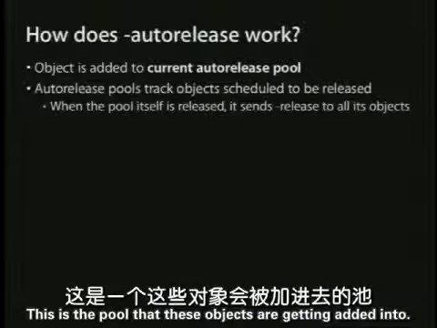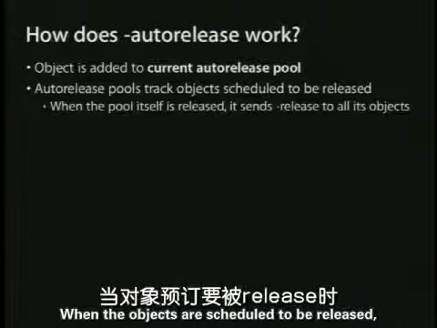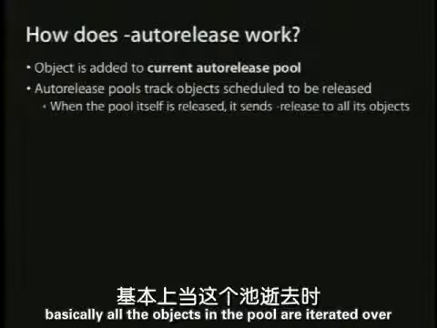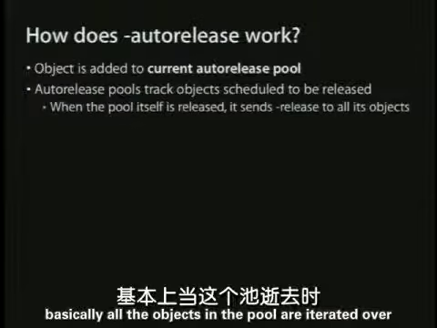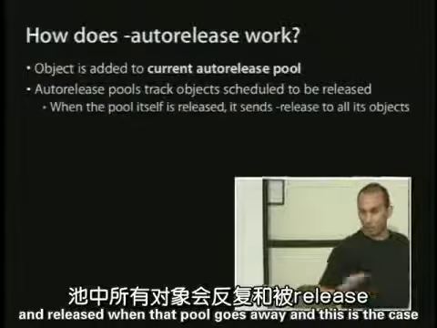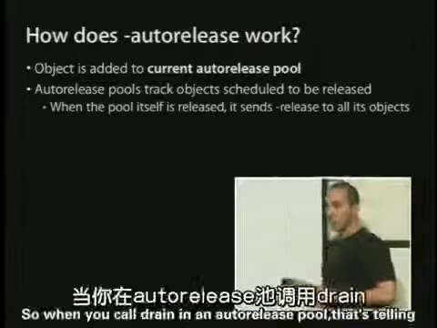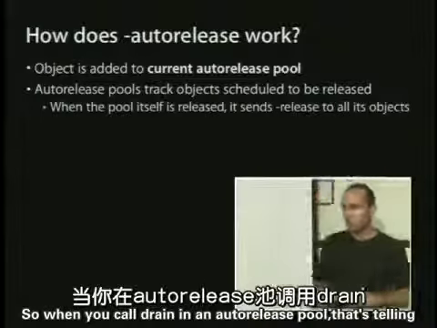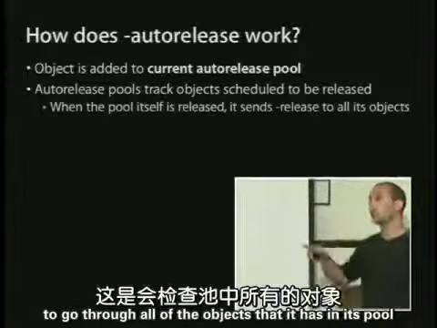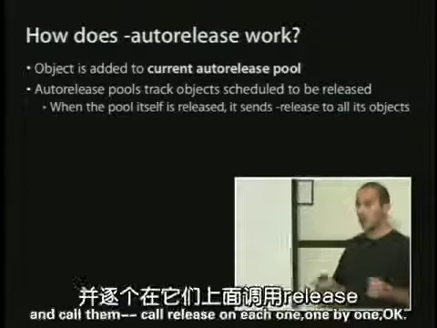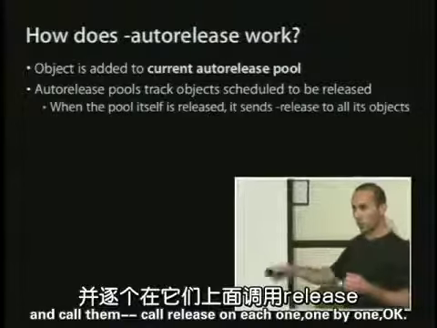So, okay, let's look at how this works. When you call autorelease, it adds the object to something called an autorelease pool. And you've probably seen the autorelease pool when you created a project for the first time. It actually wraps your project in main. It wraps the project with NSAutoreleasePool alloc init, and then releases that pool afterwards. This is the pool that these objects are getting added into.